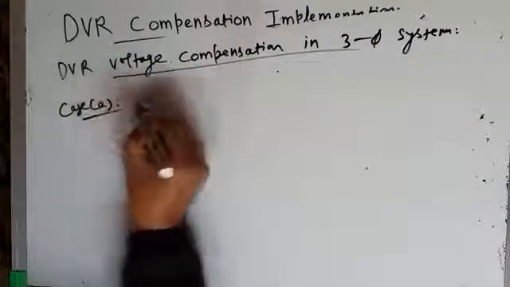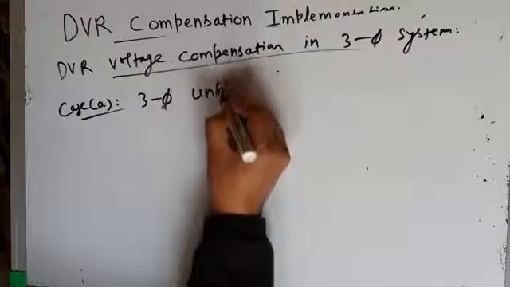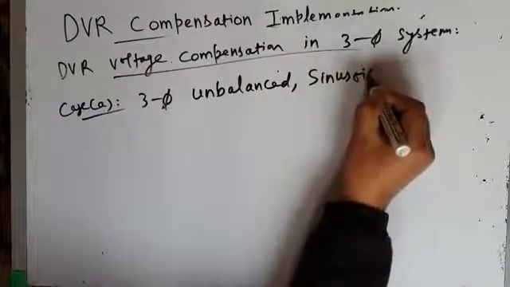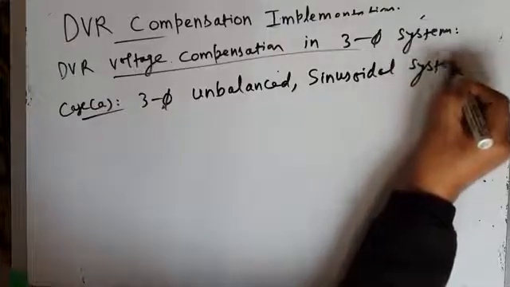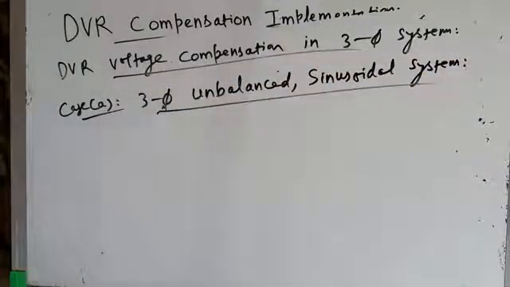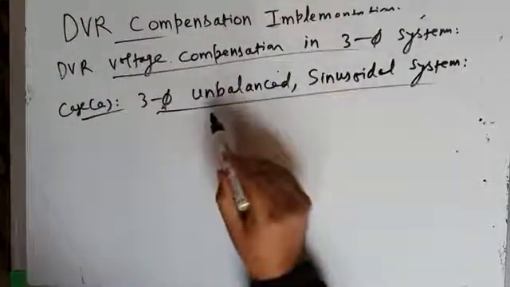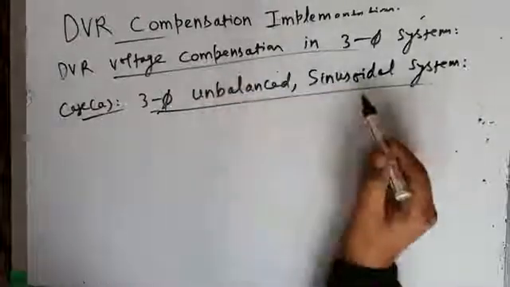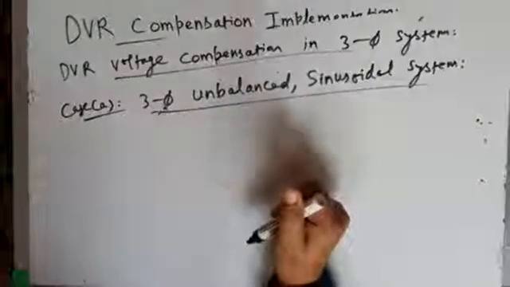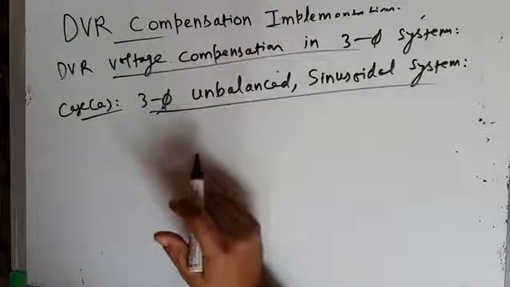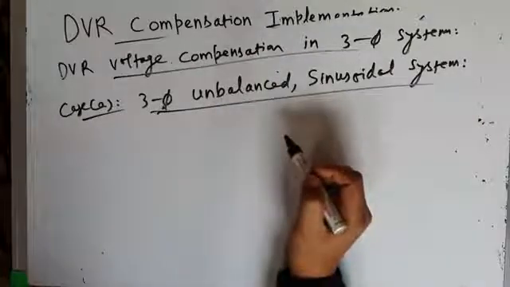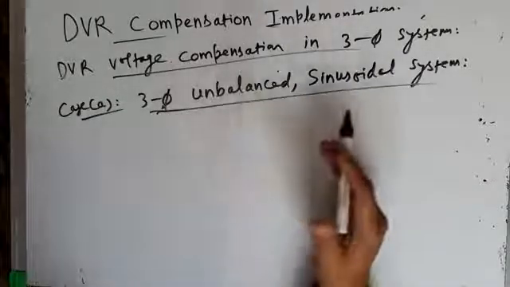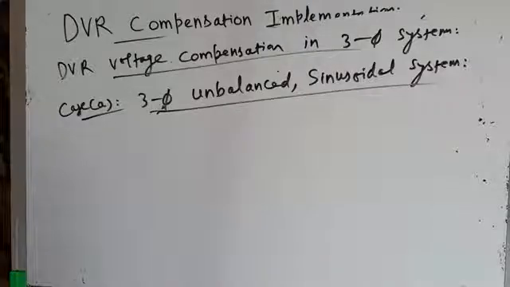Case A is a three-phase unbalanced but sinusoidal system. I mean, the load is linear, that's why it is a sinusoidal system. The load is not non-linear, and the voltage itself is also sinusoidal. So it's a three-phase system in which the three source voltages are sinusoidal, but unbalanced voltages are there. So you have to use DVR here for compensation. Now the job of DVR is to balance these voltages and regulate these voltages, make these voltages equal to the source voltage. So voltage compensation has to be done.